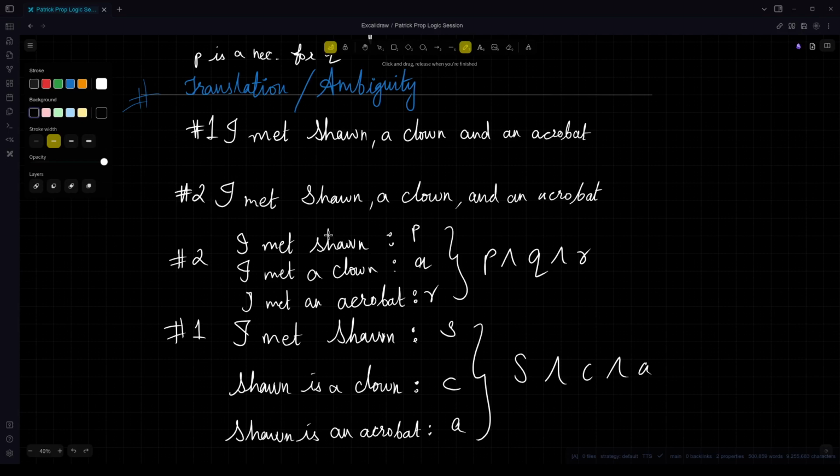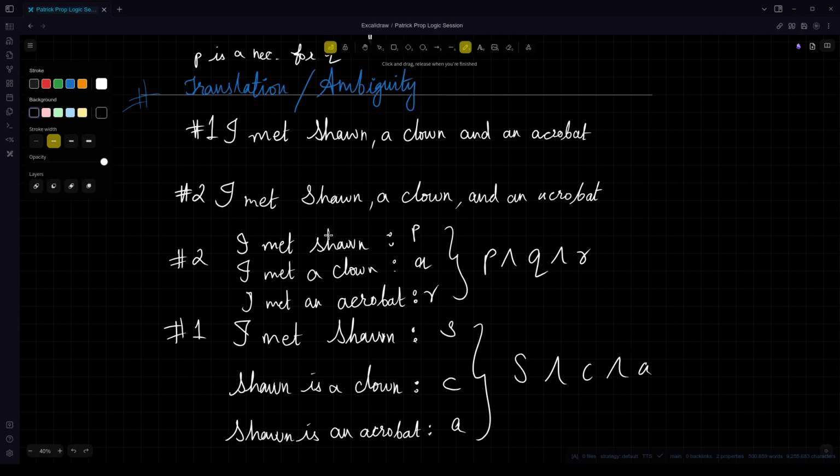Yeah, for the first bit. "Sean is a clown" can be represented by a C, and "Sean is an acrobat" represented by an A. So for the first one, what we could do is say you met Sean, Sean is a clown, and Sean is an acrobat. You can connect them using an "and" operator, which is a conjunction. So we have two conjunctions there, between the S and the C, and the C and the A.